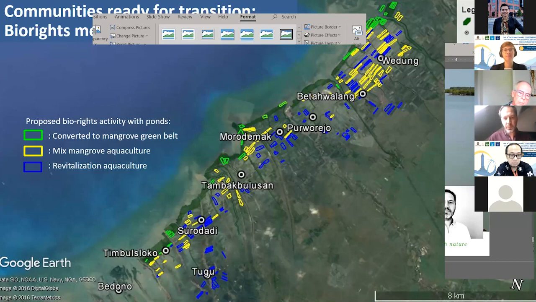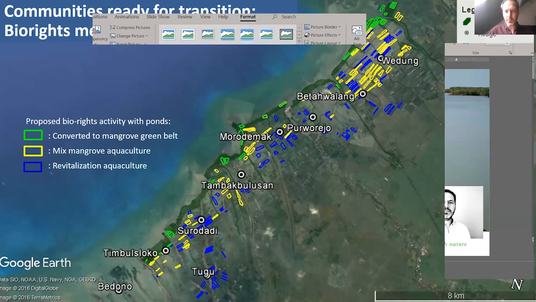So we distinguish three types of aquaculture ponds in the area. The blue ones are the aquaculture ponds positioned in the middle of the landscape, where only revitalization of these ponds can happen. The ponds that are yellow are located along the rivers, and we try to apply mixed mangrove aquaculture here, which integrates the river dynamics into the ponds, so mangroves can grow back in the ponds, which will result in a more healthy aquaculture system, and also a higher production rate of these aquaculture ponds.